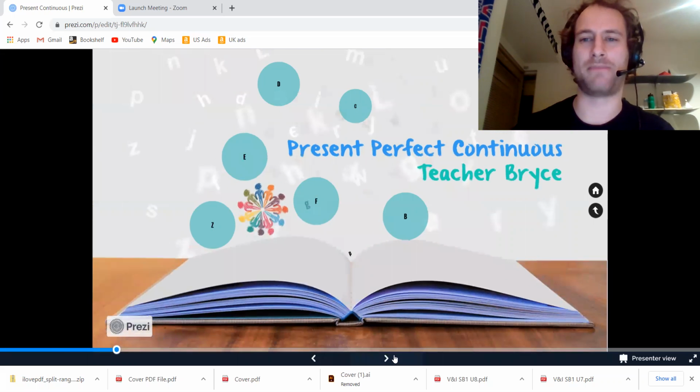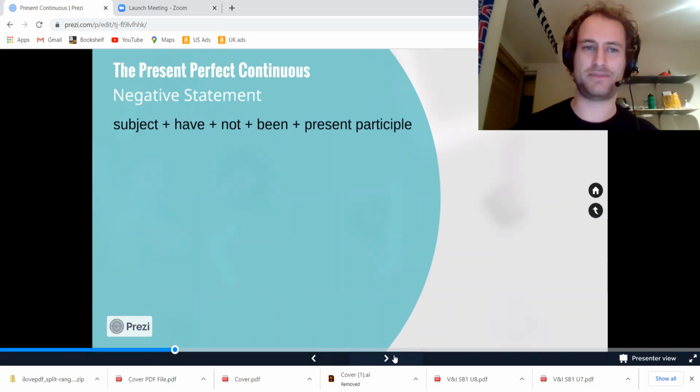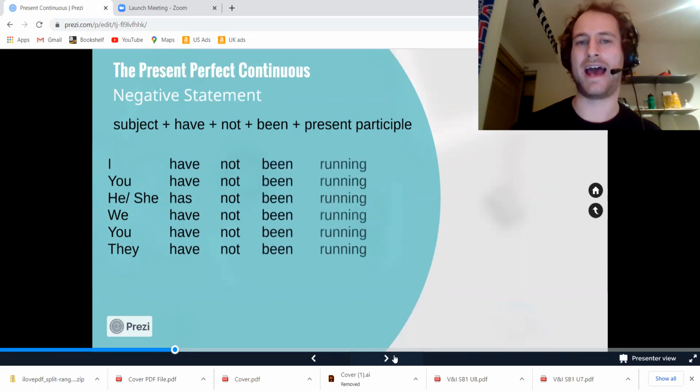All right, now that we've done positive statements, let's take a look and see how we can create negative statements using the present perfect continuous. So to create negative statements, we want to use the subject plus have or has plus not plus been plus the present participle of the verb. So almost the exact same as the positive statement, just adding in not after have. So we have our subjects, we have and has, then we have not, then we have been, and the present participle of the verb, the ing verb.